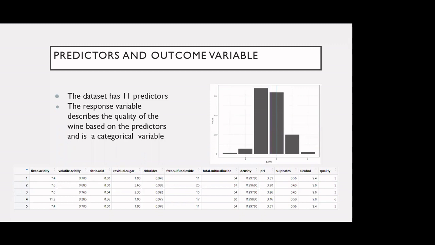And we can see in the bottom part, the dataset has 11 predictors. And the response variable describes the quality of the wine. And it is a categorical variable because it's based on each predictor.